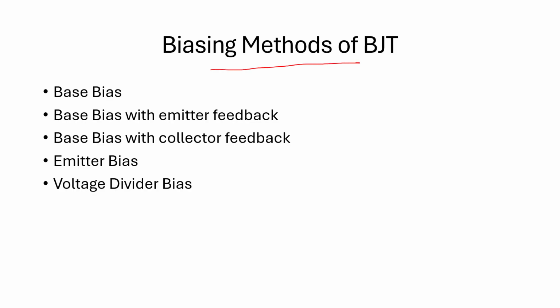There are different types of biasing in BJT: base bias with emitter feedback, base bias with collector feedback, emitter bias, and voltage divider bias. We'll be discussing these types of biasing. First of all, what is biasing? The process of supplying suitable voltage to the semiconductor device along with its associated components is called biasing. So we'll discuss how to lay out a proper biasing for a BJT under base bias.